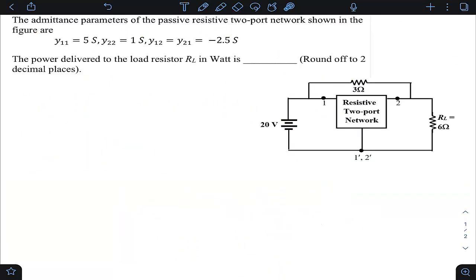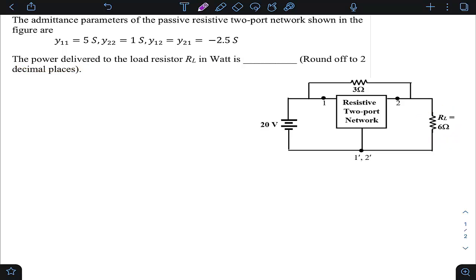This question was asked in GATE 2023 of electrical. This is from the network subject and from the two-port network topic. The question is, the admittance parameters of the passive resistive two-port network shown in the figure, Y11, Y22, Y12, Y21 values, are given. The power delivered to load resistor RL in watt is how much? So what is the power delivered to RL?